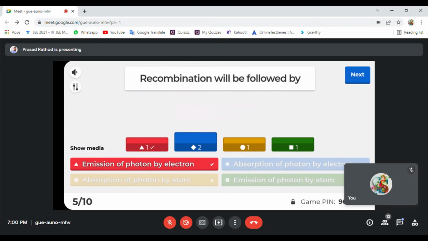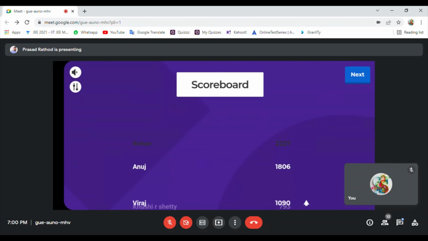So the correct answer is emission of photon by electron. It's how it enters within that particular atom. So this is the correct answer. Only one of you has managed to get it correct. So let's see who's leading the scoreboard now. Okay, so it's again Rohan followed by Anuj, and then we have got Viraj into the list now.